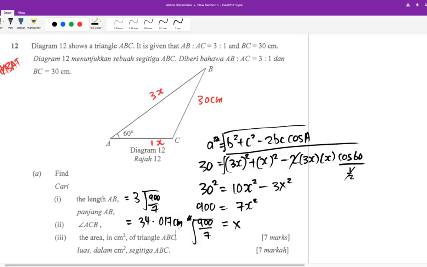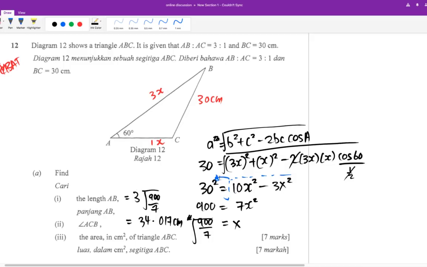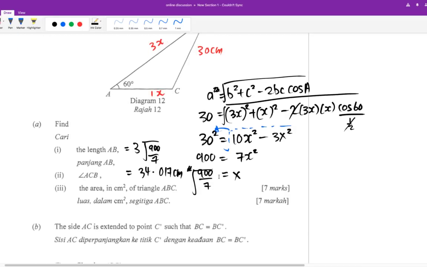Yeah, why 30 squared? Because I moved the square root to the other side. In the next step, the square root over here is actually missing because I moved it to the other side already. So the square root will become a square on the other side. That means I square both sides, so the square and square root cancel already. So I get 30 squared.